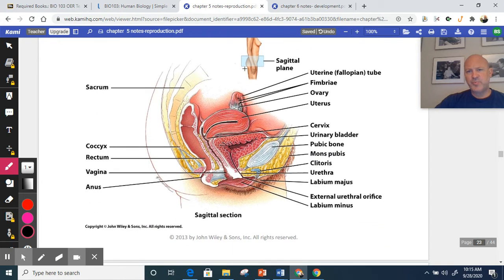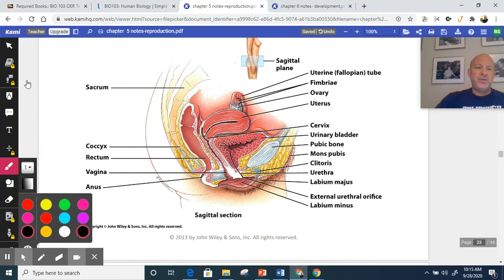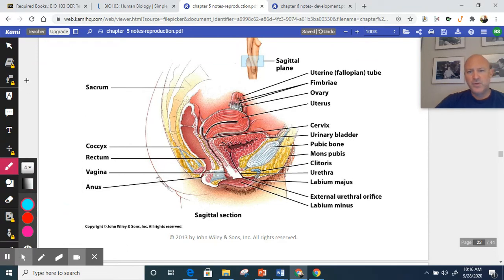Again, if we take a sagittal plane look through a piece of glass, we could see, let's make this a little bigger here. Here are the ovaries. So the egg cells are being produced there. From there, the egg cells would be released into the fallopian tube or the oviduct. The fertilized egg would then travel down into the uterus. Here's the muscle of the uterus wall. This thick muscular wall is called the myometrium.